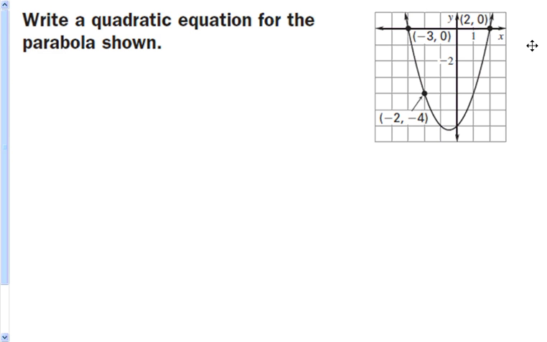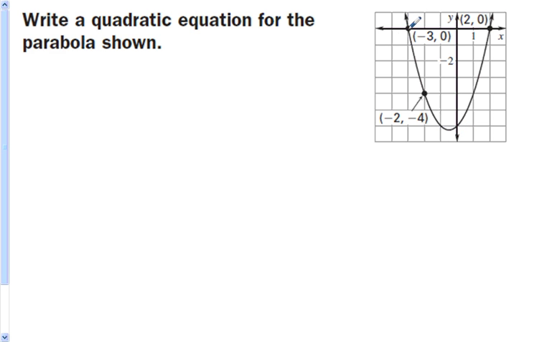Write a quadratic equation for the parabola shown. If you look at this graph, we don't really know the vertex. We know where it's at, but it's in between the lines. It's not on a corner, so it's going to be a decimal value. So we don't want to use the vertex form for this parabola.